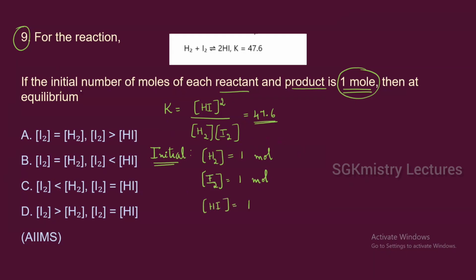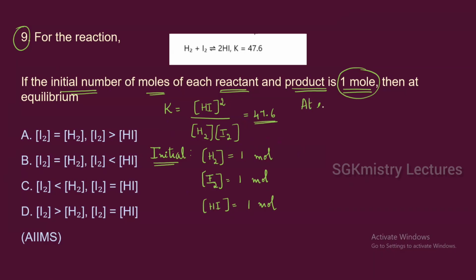So here you can see the question mentions the initial number of moles of each reactant and product. So that is also mentioned here about the product. That's why I'm taking even the concentration of HI as 1 mole, since it is mentioned in the question itself that even the product is taken as 1 mole.